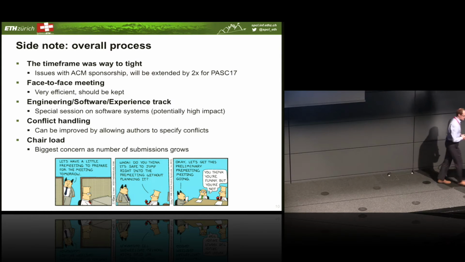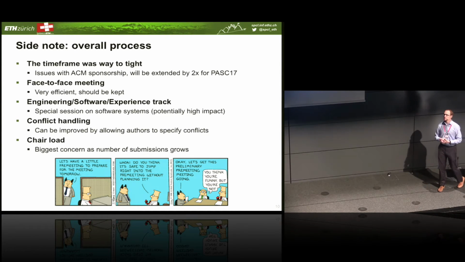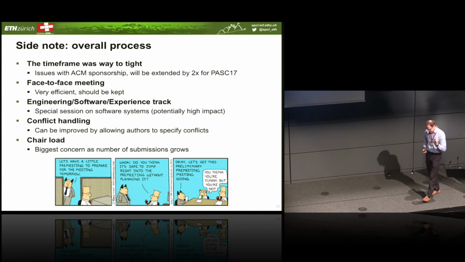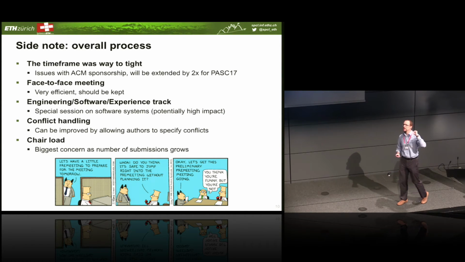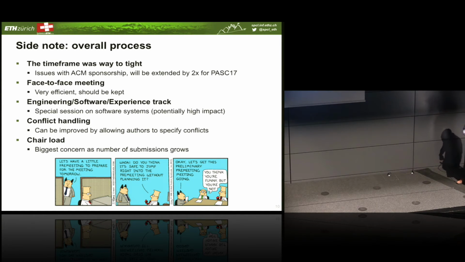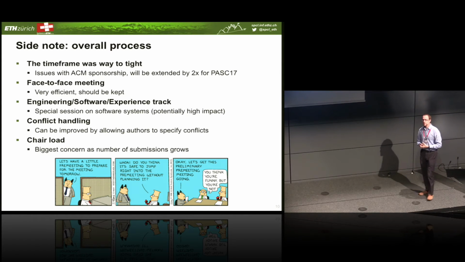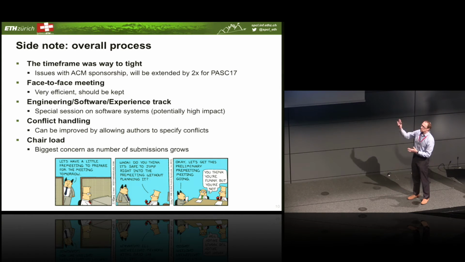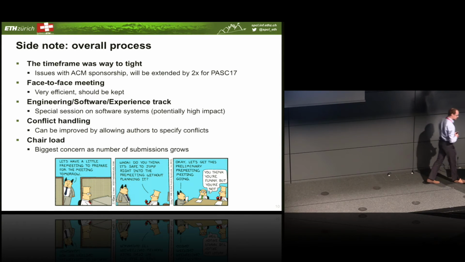Okay, so then some side notes. I have two side notes towards the end of this quick presentation. We all know that the time frame was too tight, so we got some complaints about this. This was basically due to the ACM process for getting the conference sponsored, which took a little bit longer than we thought. We believe that the face-to-face meeting is incredibly efficient. We also believe that our mantra, scientific quality and novelty first, may not have been the best decision, because we were a little bit unjust to experience and engineering papers. So we propose to introduce a special track for experience papers in the next iteration of the conference, but we will see how this goes.